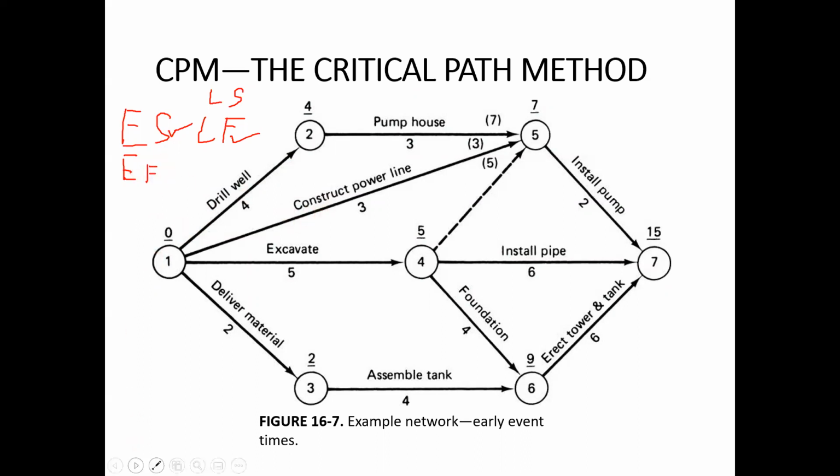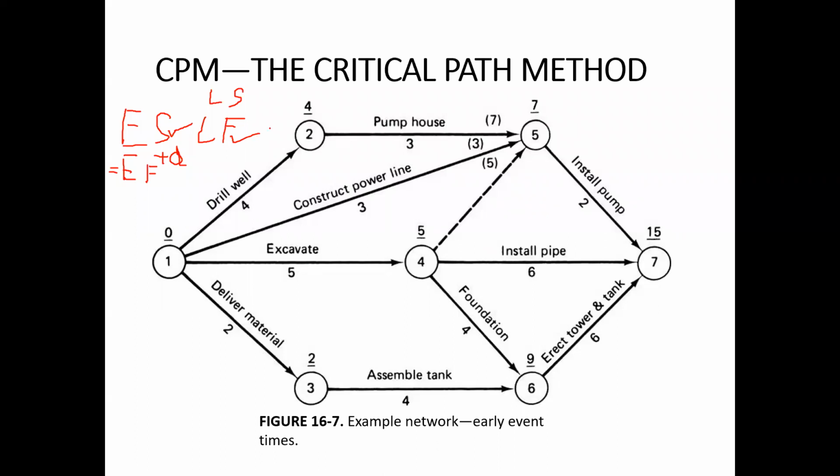So therefore, we just need to add the duration to the earliest start, then you will get the earliest finish. Now, we know the latest finish of the activity from this network. So for example, the latest finish of this construct power line activity is 7, which is the same for the pump house and for the excavate activity as well.